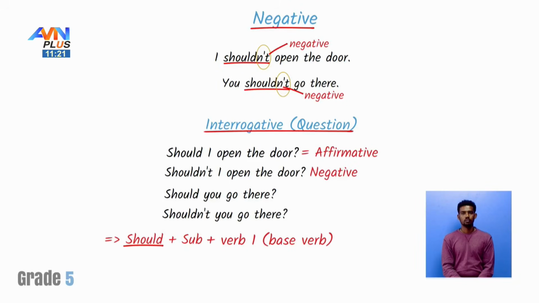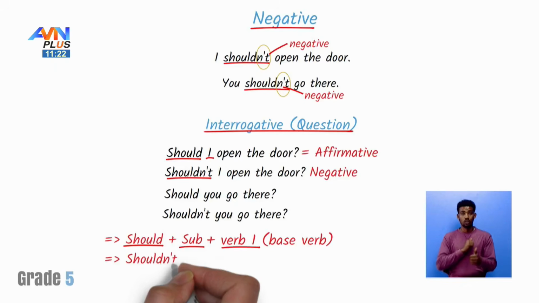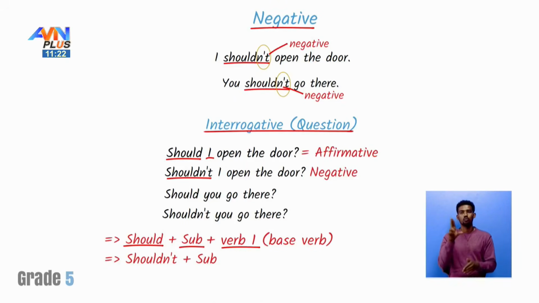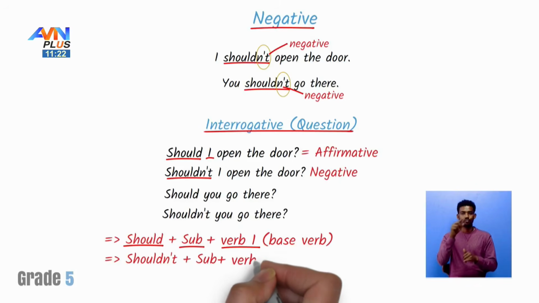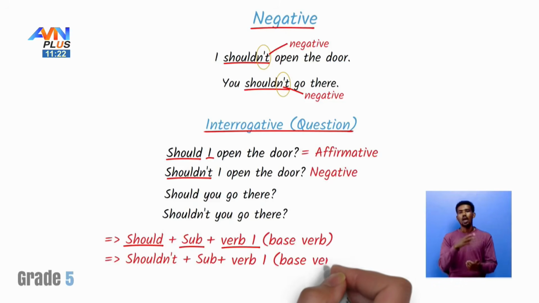Get in your mind, please: base verb here. Now, students, I hope you're with me. Am I clear? Should plus subject plus verb 1. When we say here, should I. Should is here, the subject is I. Should, shouldn't. This one is for negative, sure. For negative, we have to say what? Shouldn't plus subject plus base verb.